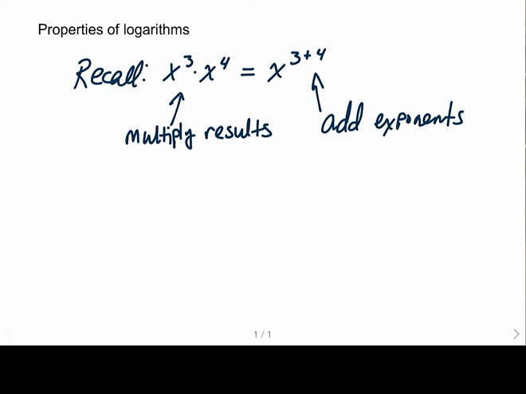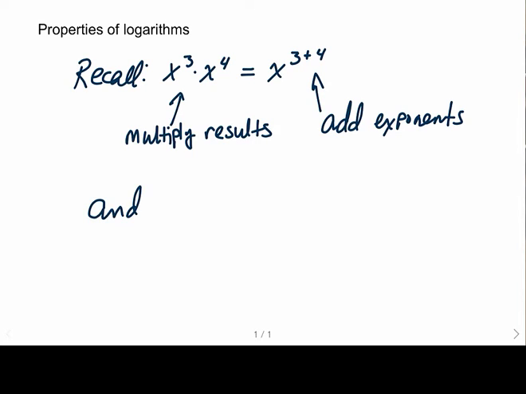In this session, we're going to see what properties of logarithms are. They are also called laws of logarithms. Recall that if you have a multiplication of, say, x cubed times x to the fourth, that we add the exponents. It becomes x to the 3 plus 4, right? So when we multiply results, we end up adding exponents.